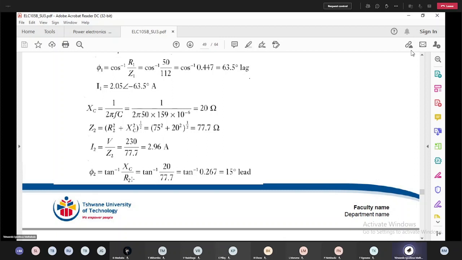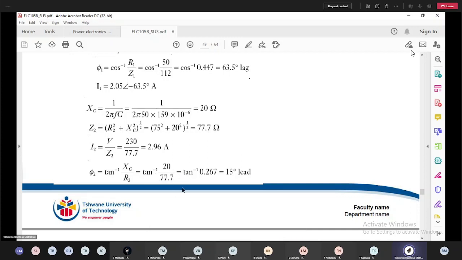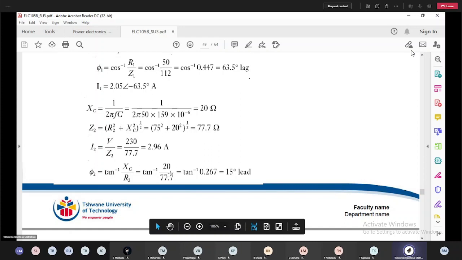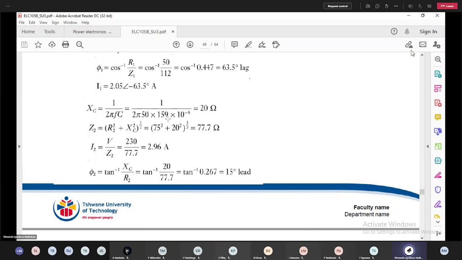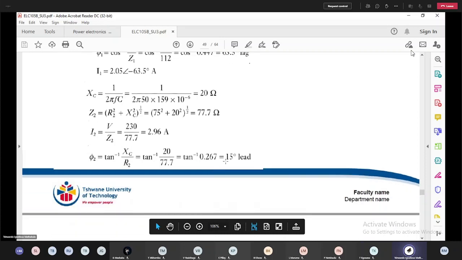Yeah, so here I think what this should have been is XC over R2. The textbook, I think, made a mistake here because they used Z2 instead of R, and R is 75. So take that mistake into cognizance when you are starting this problem. And we find the angle to be 50 degrees leading. How do we know it's leading? Because we know this is a combination of a resistor and a capacitor, so the current will be leading.